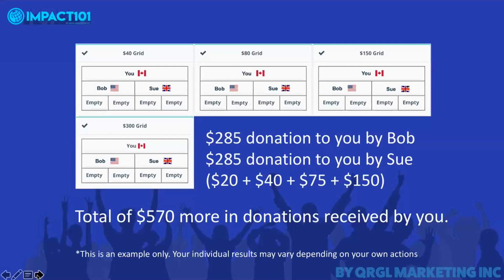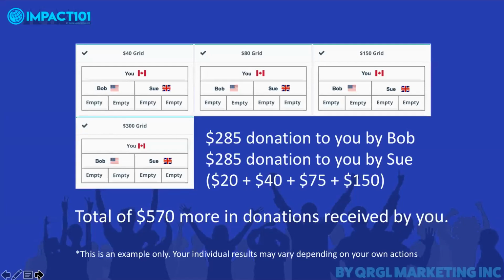Now, you invited Bob and Sue, so they're going to make a donation to you in each of those 4 new grids. Bob is going to donate $20 plus $40 plus $75 plus $150 for a total of $285 to you. Sue is going to do the exact same thing. So you've now received $570 more in donations.